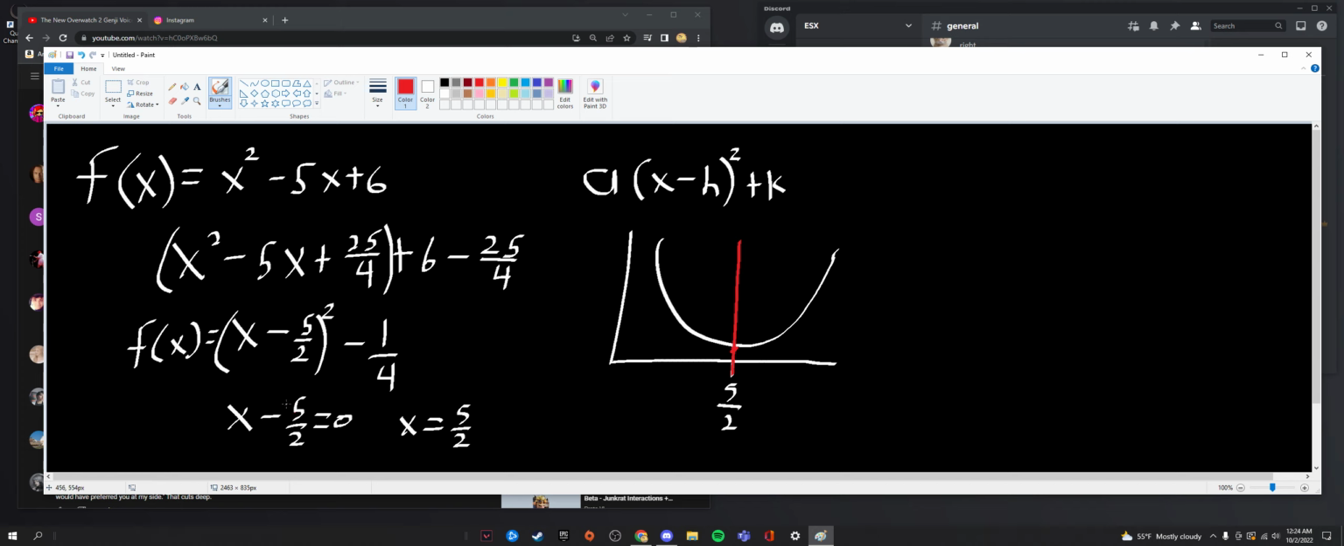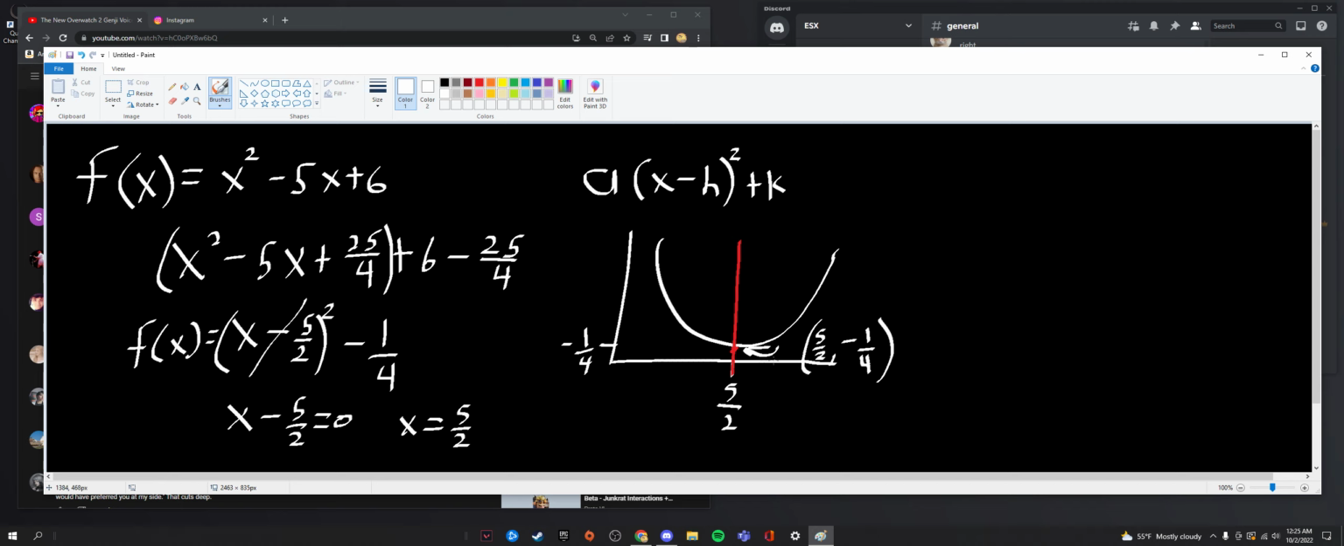We already did that. It's just setting x minus 5 over 2 equals 0, which gets us x equals 5 over 2. But since this becomes 0, we can just cancel that out, and we're left with minus 1 over 4. So this point right here would be minus 1 over 4. So what that tells us is our minimum point takes place at the point 5 over 2, minus 1 over 4. That's our ordered pair there.